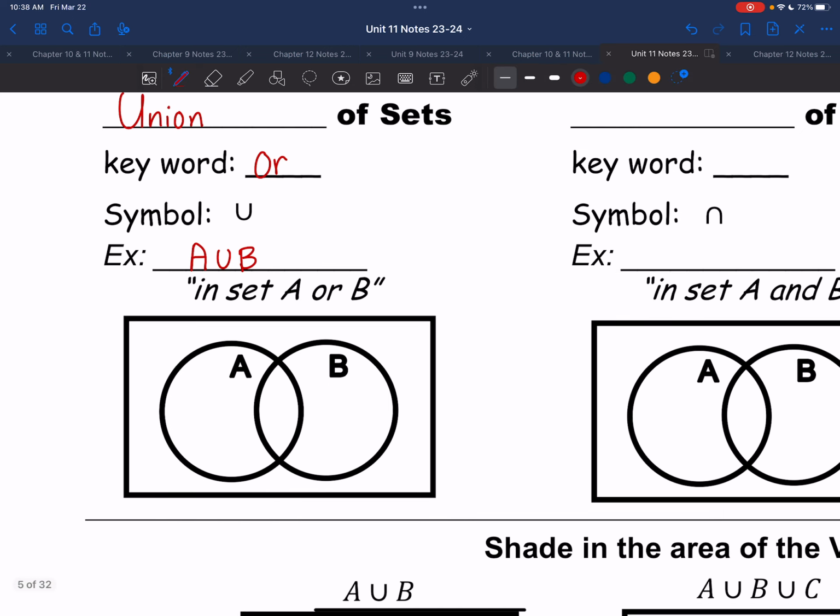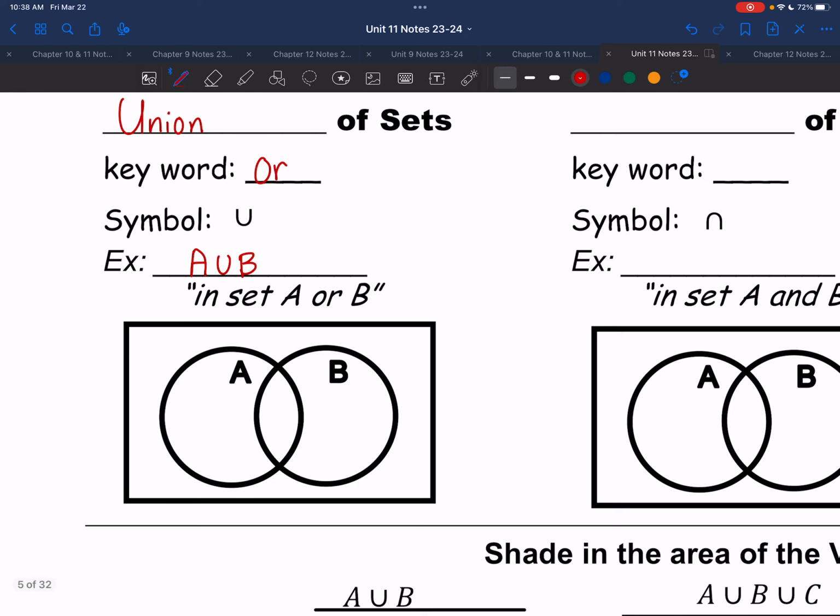And if you want to look at it as a Venn diagram, if it's in A or B, that just means that it has to sit inside A, or it could sit inside B. So anything inside one or the other. So really anything inside here would be counted as A or B.